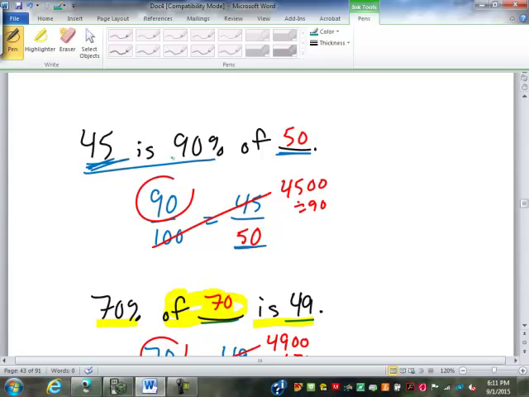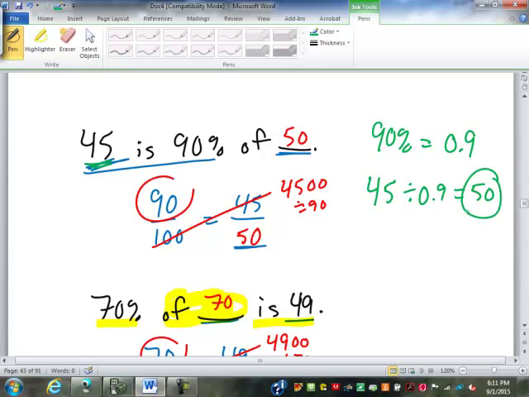Here, 45 is 90% of, well, 90% as a decimal is 0.9. But I'm not going to do 45 times 0.9 to solve this. We would have to do 45 divided by 0.9 to get 50. So if you're using the rate method, you have to not only convert the percent to a decimal, but then you have to figure out whether you're going to multiply or divide.